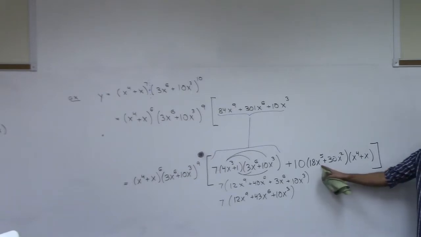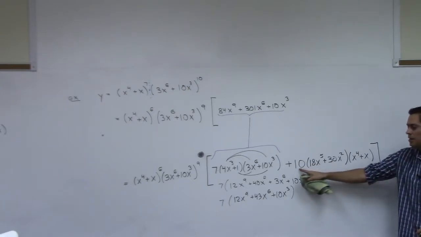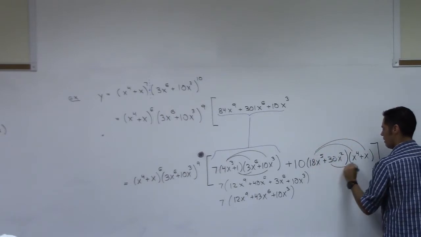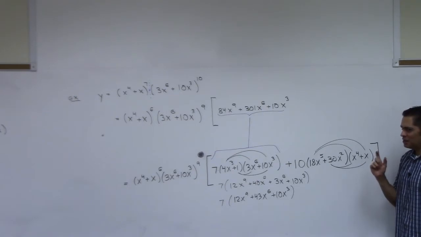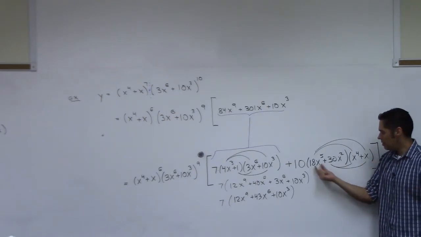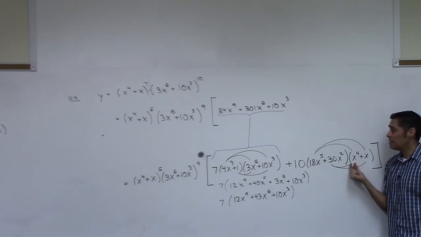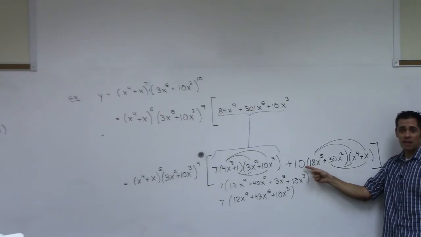I still have to do this. I have to expand this one. Same thing. I have a 10 out front. I'm going to do this, this, this, this, right? So let's try and do this mentally, okay? I don't know if we can do this. This times this would give me what? 18x to the 5th times this would give me 18x to the 9th. I'm going to eventually hit that with a 10, which is going to be 180x to the 9th.